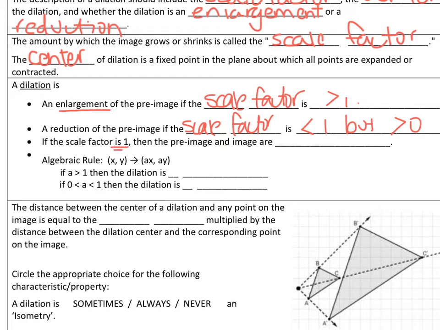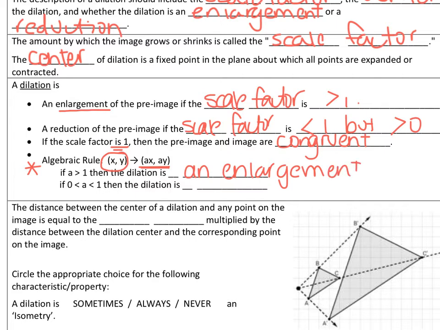If the scale factor is 1, then the preimage and the image are congruent. Other than that, the image and the preimage for dilations are similar. Same shape, different size. So here's the rule we want to look at. If A, and again, here is our preimage, this is our new image, and again, we're talking about scale factor, so it's multiplication. If A is greater than 1, then the dilation is an enlargement. And if A is bigger than 0, but less than 1, then the dilation is a reduction. Doesn't get any simpler than that.